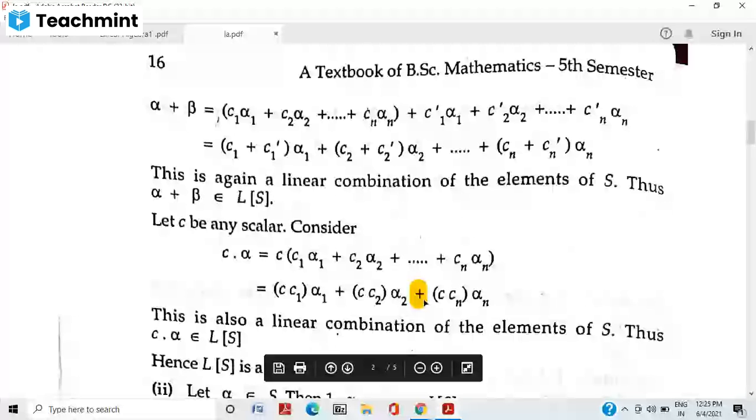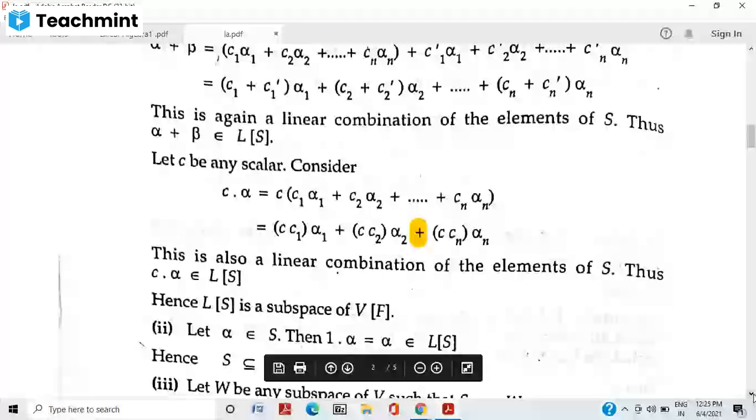Here there is a plus, etc., not only equal. Understood now? Not only three elements, here n elements are there. Then plus etc. plus Cn alpha n. Again C alpha is also a linear combination, so C alpha belongs to L of S. Then L of S satisfies both the conditions of vector addition and scalar multiplication. Then we can say that it is a subspace.